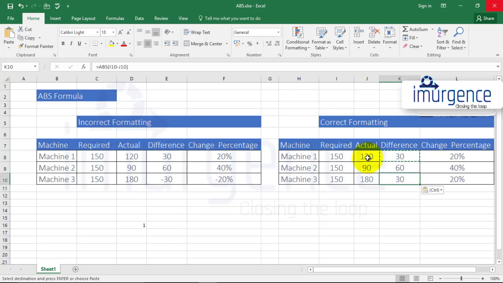So now, since there is this ABS mentioned over here, it is not showing that negative symbol, and you can see your change percentage, that there is a change percentage of 20, a deviation of 20%, 40%, and 20%. So the deviation actually was supposed to be zero. So this is how you use the ABS formula.